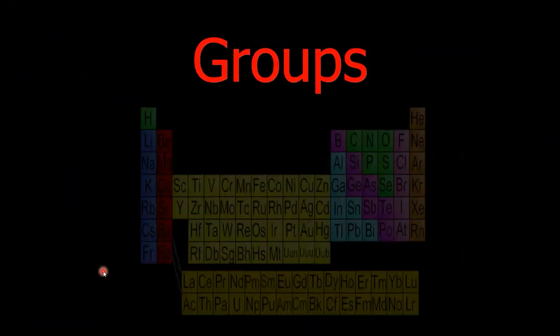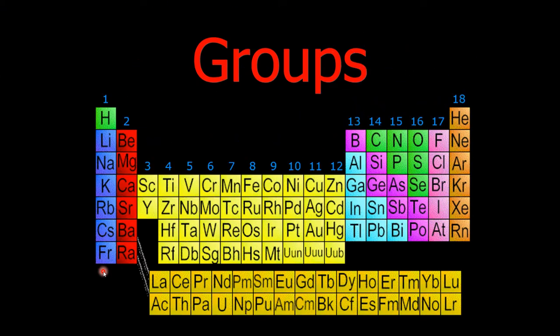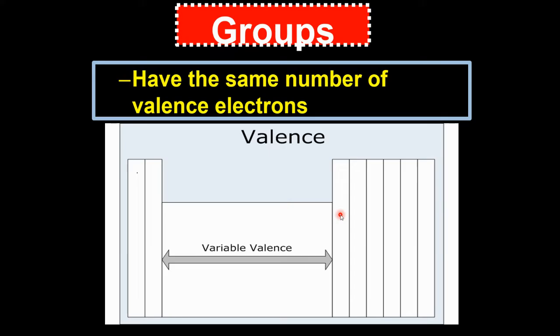All right, here are your groups. There are 18 of them. Okay, 1, 2, 3, 4, 5, 6, 7, 8, 9, 10, through 18. And I'll go through and talk about these. All of the groups are going to have the same number of valence electrons. So if you are in group 1, which is located on the left over here, you're going to have 1 valence electron. Group 2 will have 2 valence electrons.